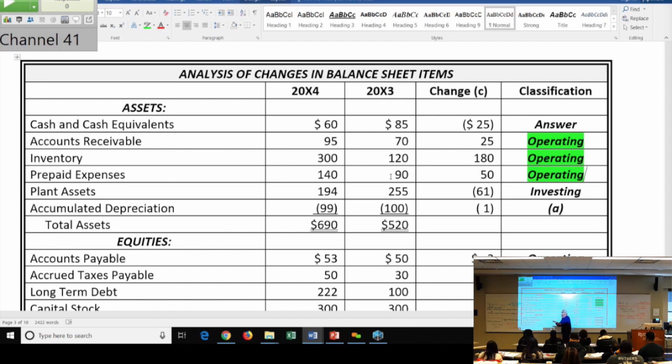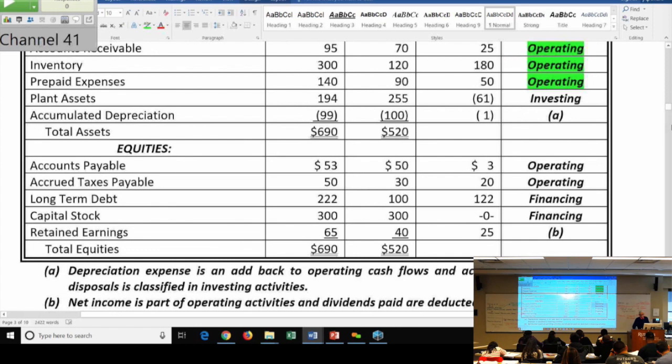Now, textbooks would tell you, make T accounts for everything. I think that's nonsense. You only need to make T accounts for investing and financing. You don't need to make T accounts for operating activities. Depreciation is going to be made up of the sale and the depreciation expense. Same thing's true down here. Operating cash flows, net changes. Accounts payable went up by 3. Accrued taxes went up by 20. That's all I need to know.